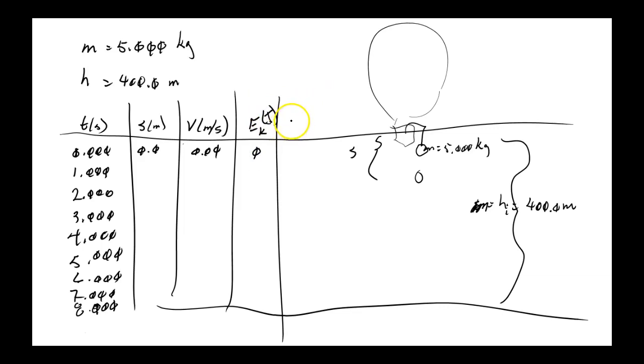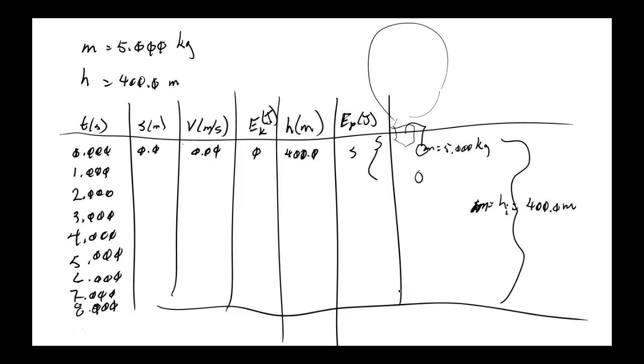Now, the next one is H. That is how high it is above the ground, so that is in meters also. This is height above the ground, and that will be 400 to begin with. Then after we know that, we can calculate E sub P, potential energy. That will also be in joules. And then we'll do the total energy, which I like to call mechanical energy. They call it total. I call it E sub M, mechanical energy. And that will be in joules. So that's what we're going to do.